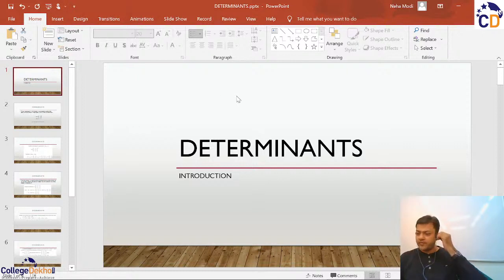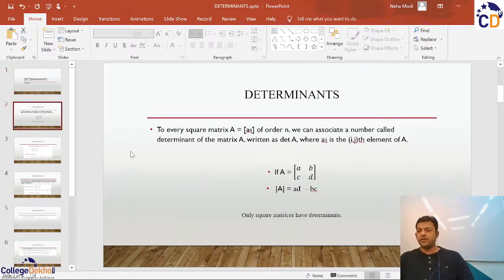Okay, good evening everyone. Today we are starting with the topic of determinants, and we'll also discuss what cofactors and minors of a determinant are. So we'll start with what a determinant is first.